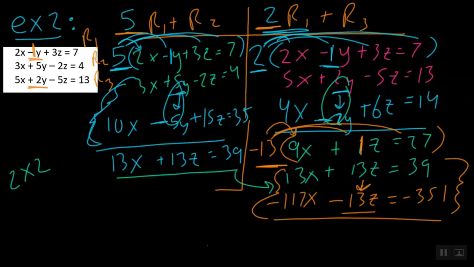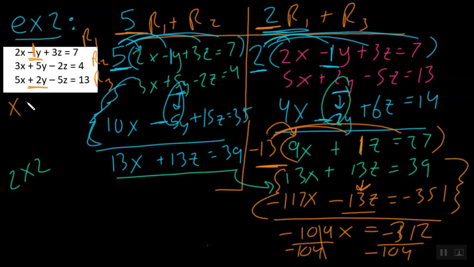At this point, I can combine these two rows and see what happens. 13x minus 117x is going to be negative 104x. My z's zero out, they're gone. And 39 minus 351 gives us negative 312. Now, if I want to get the x by itself, I can simply divide both sides by negative 104, and at this point we have our first x value. Negative 312 divided by negative 104 is simply 3.